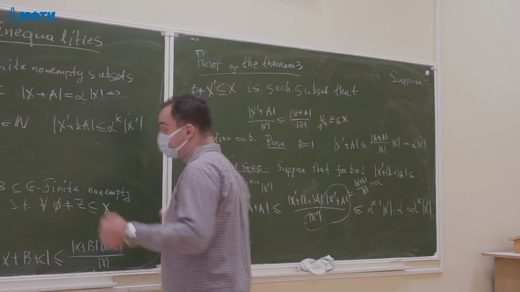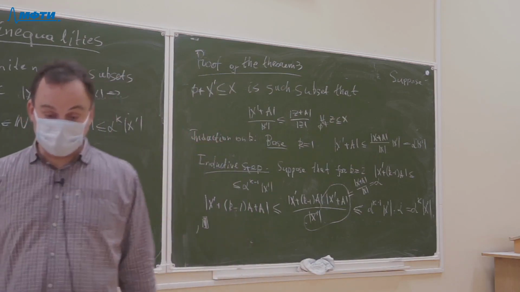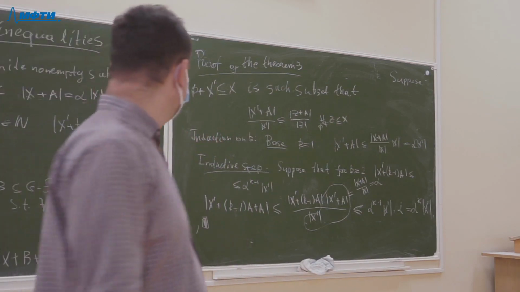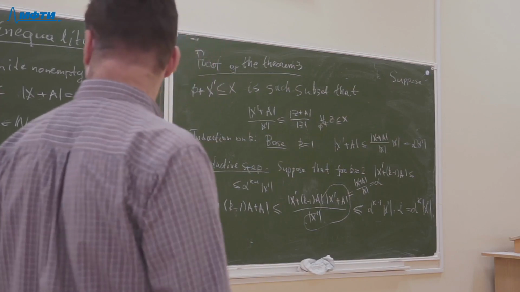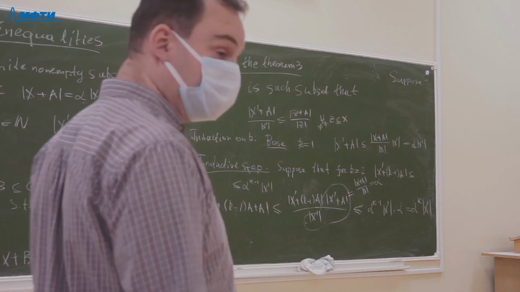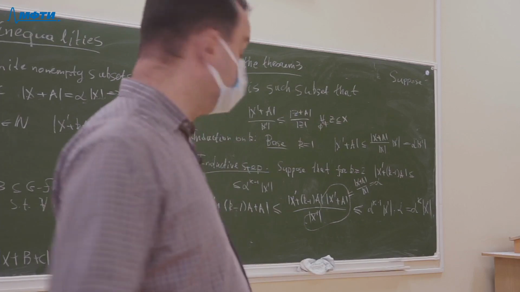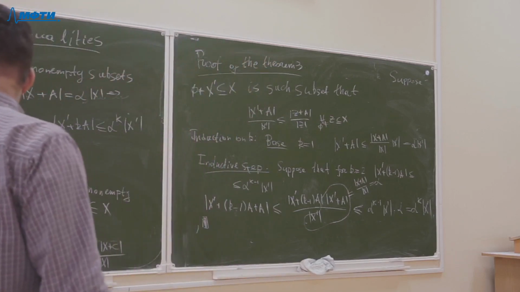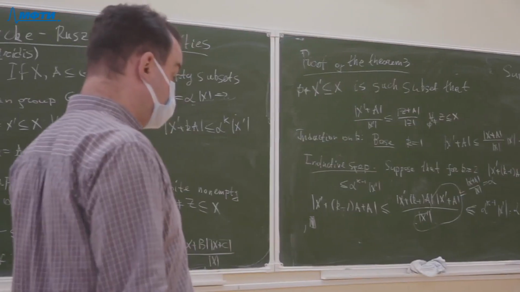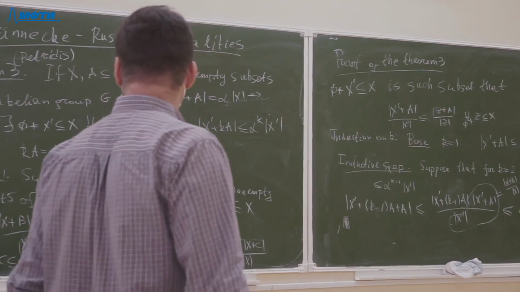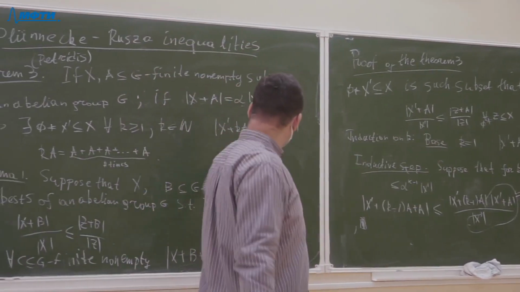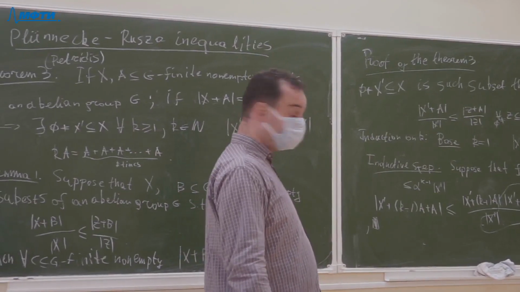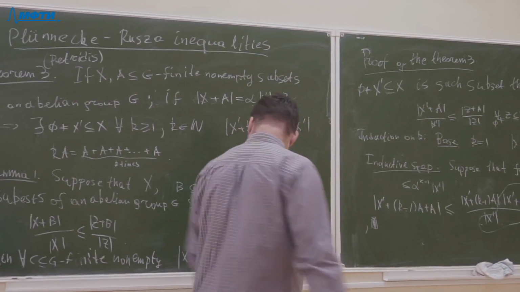The theorem is proved. This is a method of Petridis. It's not using graphs, it uses only induction, and it gives a short, elegant proof of the Plunnecke-Ruzsa inequality for equal sets. Okay.